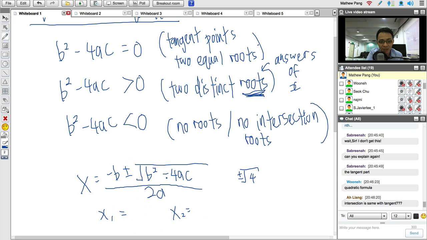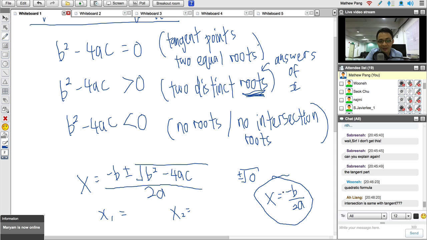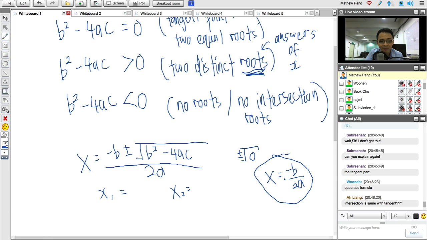What happens when b squared minus 4ac equals 0? Then what you have over here is square root 0, isn't it? Square root 0, the whole thing here becomes 0 already. That means x is only negative b over 2a, if b squared minus 4ac equals 0. So that means you only have one answer. That explains why when b squared minus 4ac equals 0, the line only touches 1 point. Because x only has one answer. You only have one root.